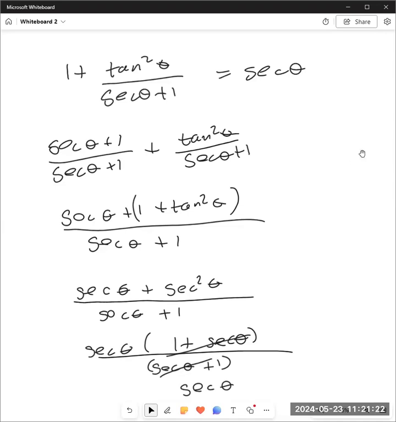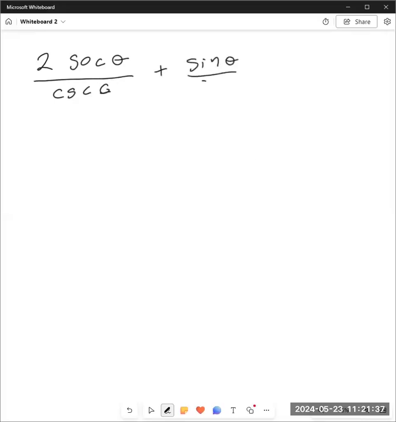All right, let's move on to the next problem here. It says 2 secant theta over cosecant theta plus sine theta over cosine theta is equal to 3 tan theta. Again, I only see one term over here on this side, so I'm eventually going to try to make a common denominator. But before I do that, I think that I want to make sines and cosines here. That would be easier for me to see with my identities that I have for tangent.